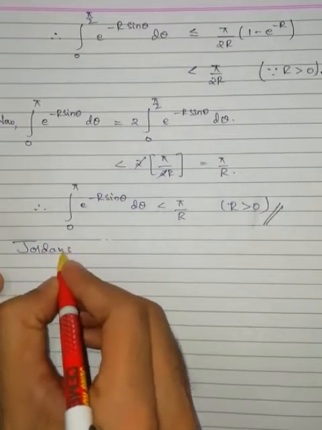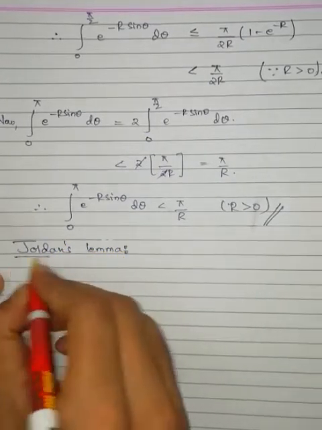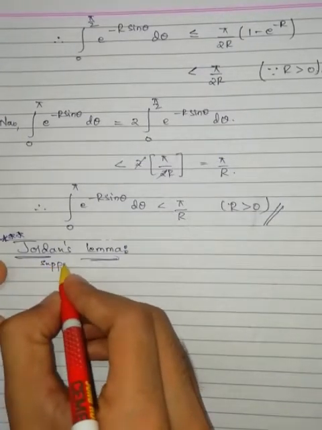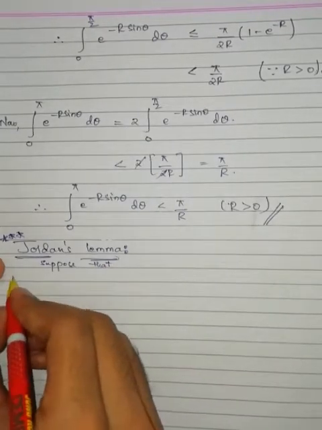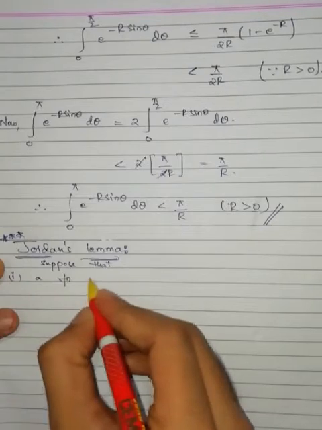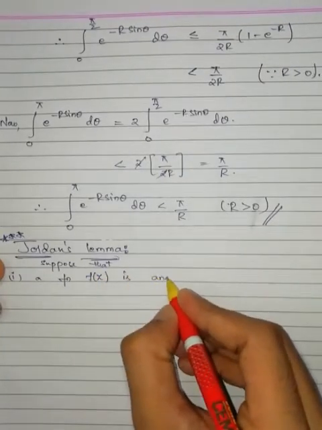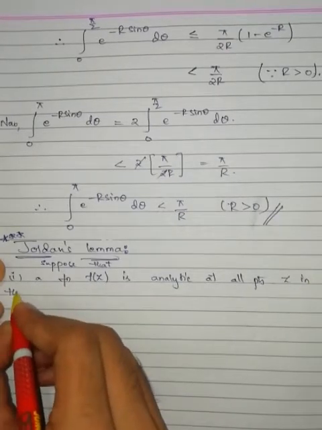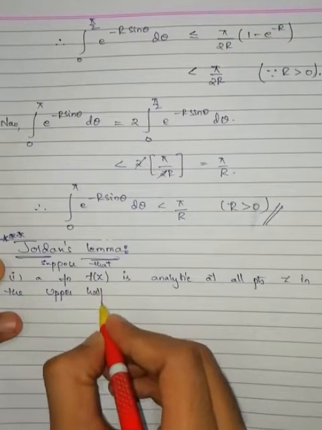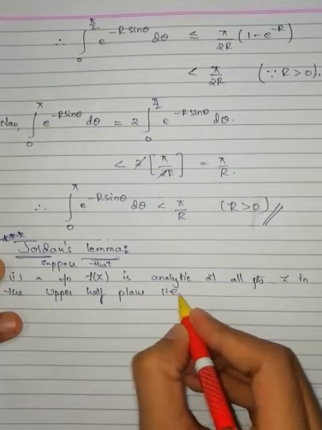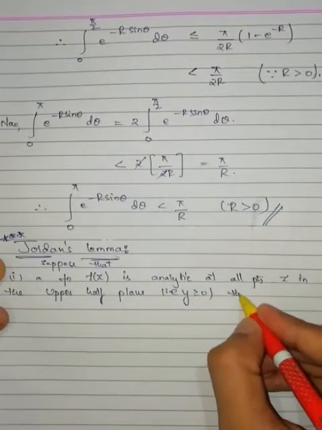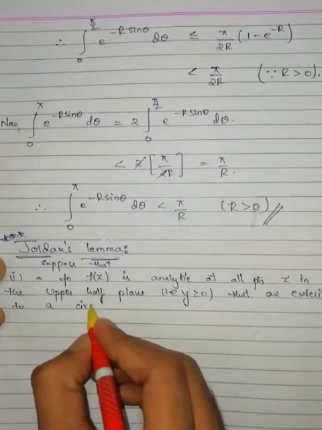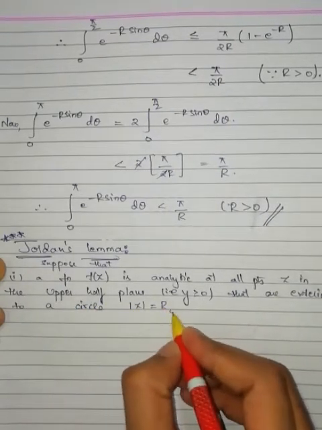Jordan's lemma. Important one. Suppose that, first one, a function f of z is analytic at all points z in the upper half plane, that is y greater than or equal to 0, that are exterior to a circle modulus of z is equal to capital R naught.